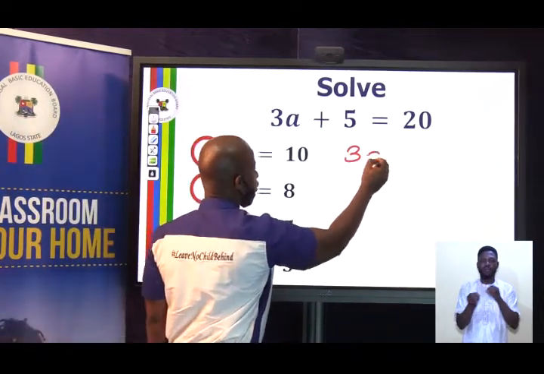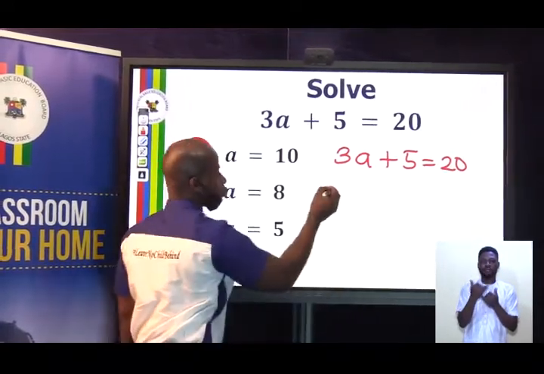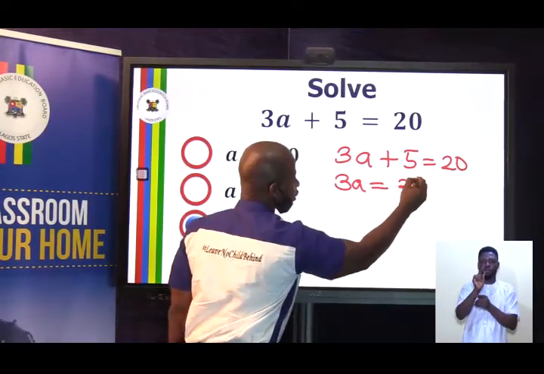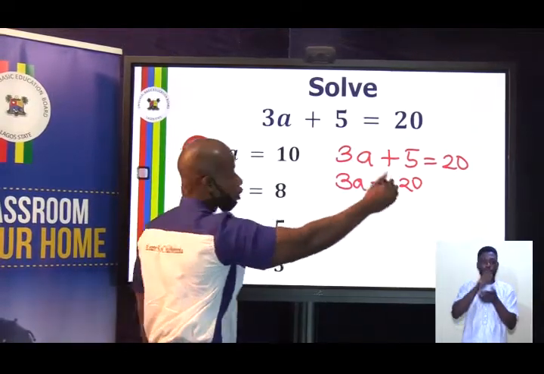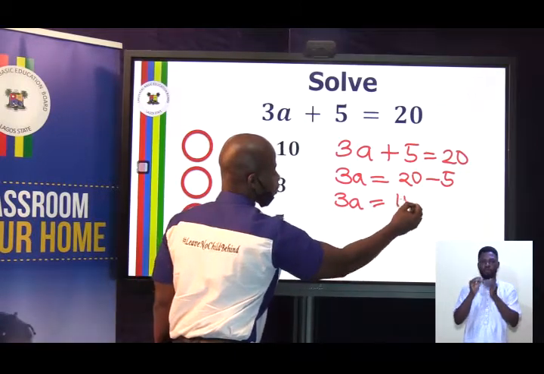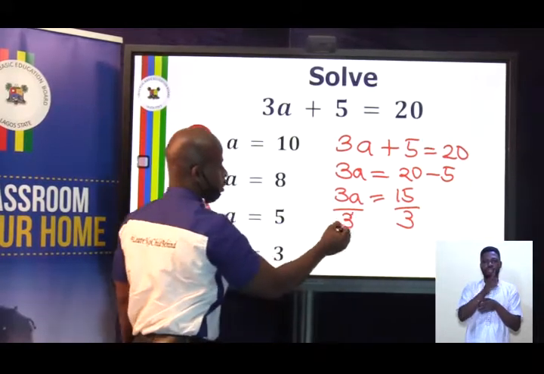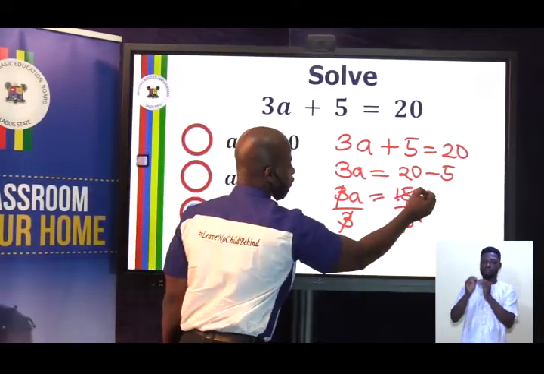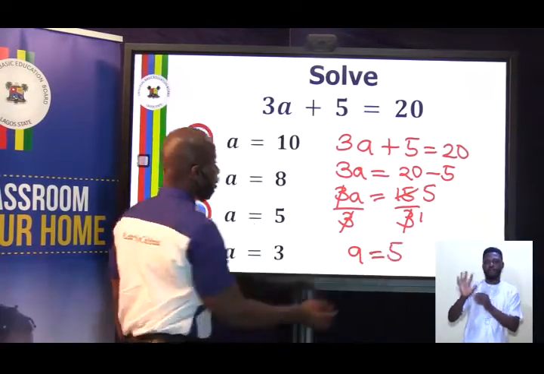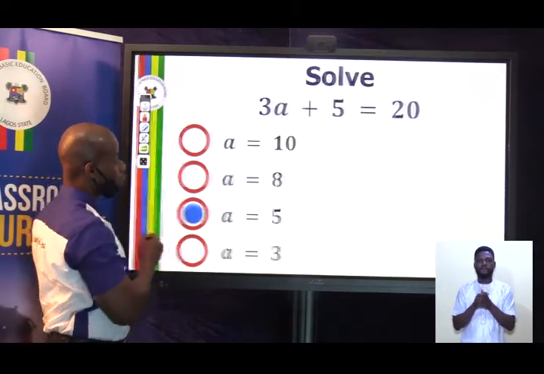You have 3a plus 5 is 20. Now, take all the numbers to the right side. You have 3a equals 20. Remember that plus 5 will become minus 5. You have 20 minus 5. That means 3a is 15. Divide both sides by 3 to get rid of this 3. And 3 cancels 3. 3 goes here 1, 3 goes here 5. So you have a here and you have 5 there. So that means that a is 5, as we have said. So let's just move on.